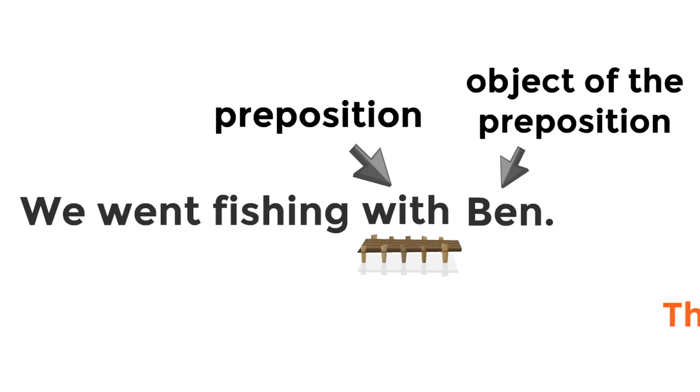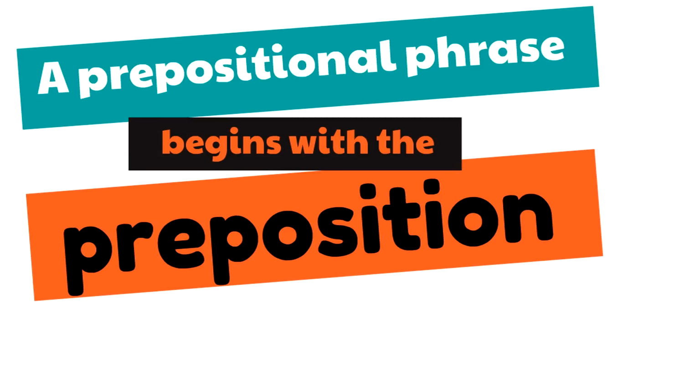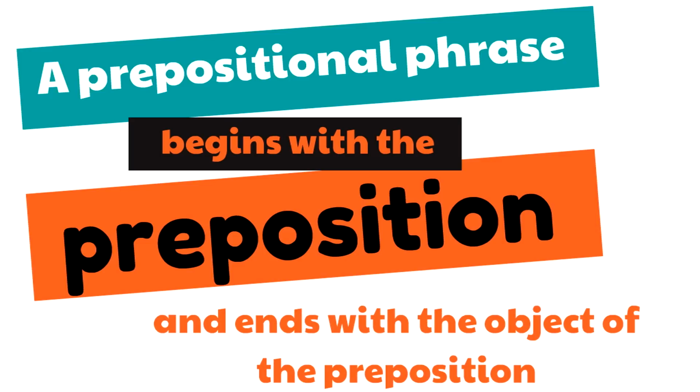So in our sentence, the prepositional phrase is with Ben. With is the preposition, so it starts the phrase, and the object of the preposition ends the phrase. So the prepositional phrase only has how many words? Yeah, 2 words. The prepositional phrase is with Ben. Remember, a prepositional phrase begins with the preposition and ends with the object of the preposition.